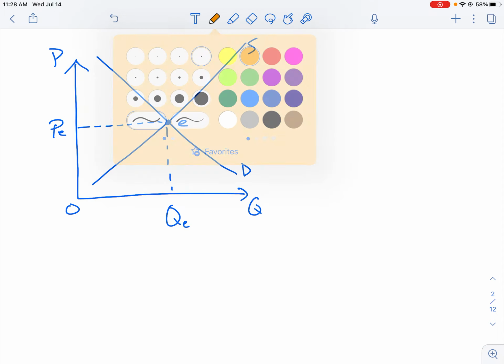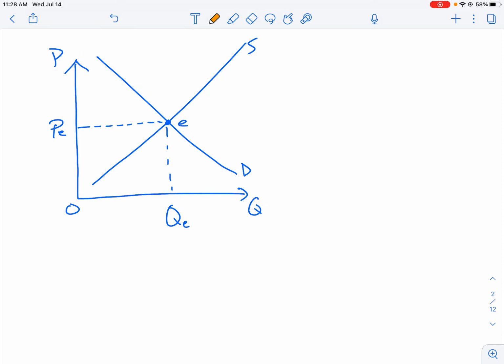Now, what if a seller chooses to sell at a price that's higher than P sub E? So I'm going to call this P sub H for the high price. There we go. What if you try to sell at the high price? That's P sub H. Notice what happens. At P sub H, there is a quantity demanded. The demand curve tells us the quantity demanded at a whole range of prices. We have a particular price in mind, that's P sub H. And at that P sub H, you can look at the demand curve and you can find the quantity demanded at the high price.